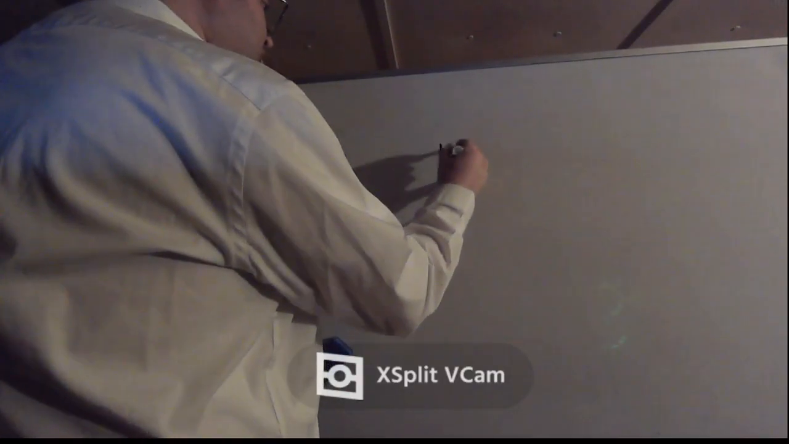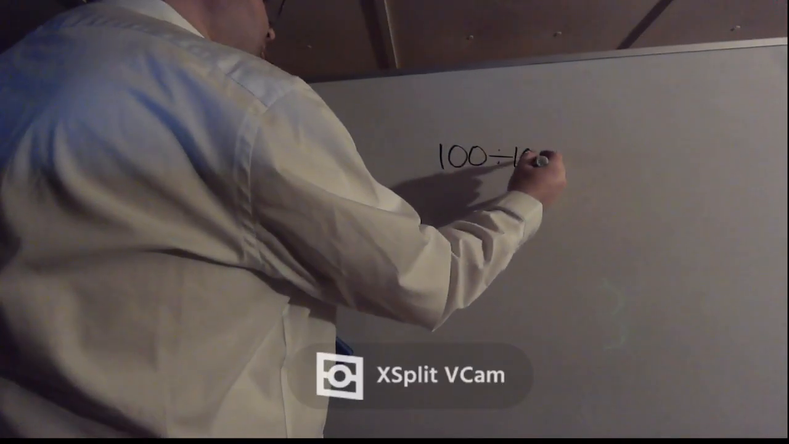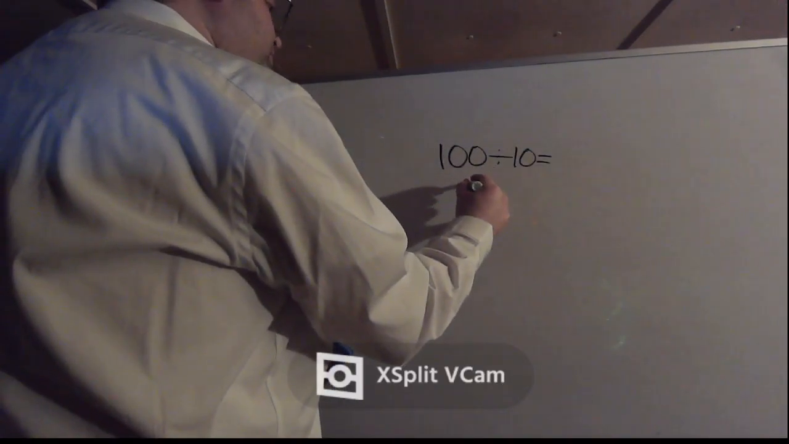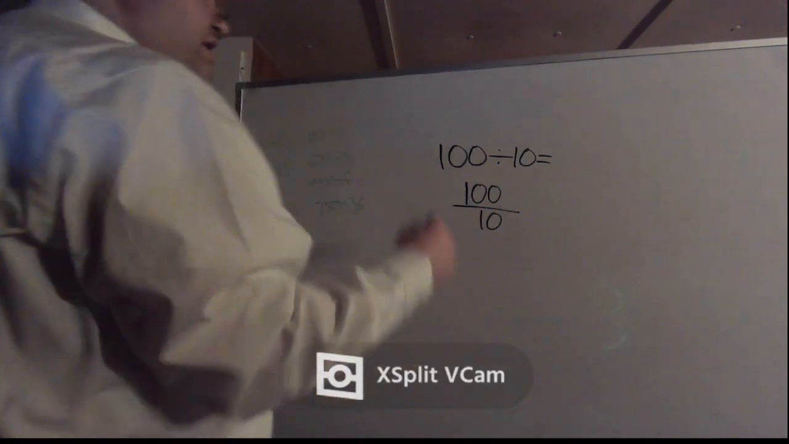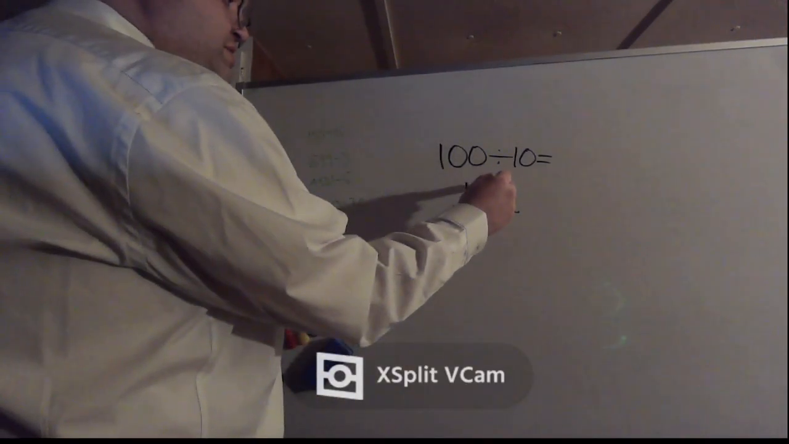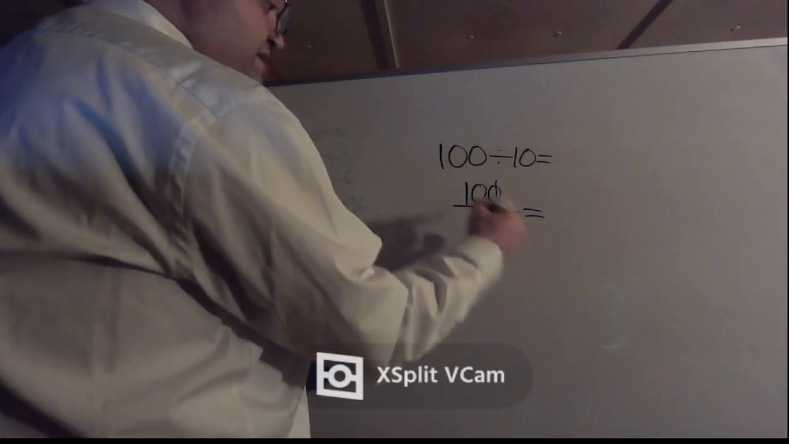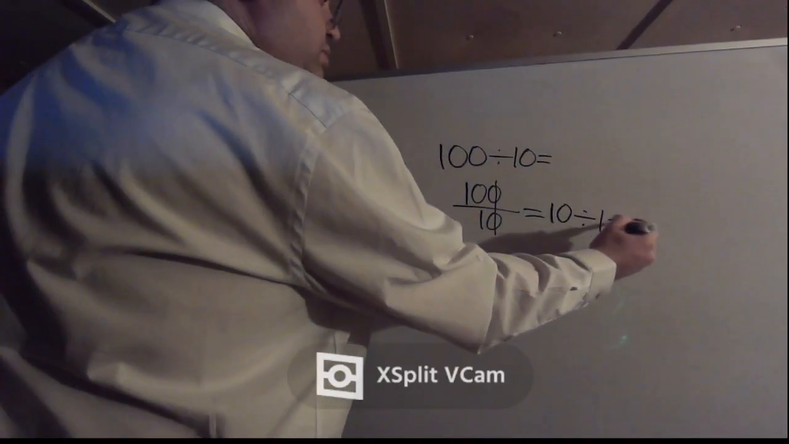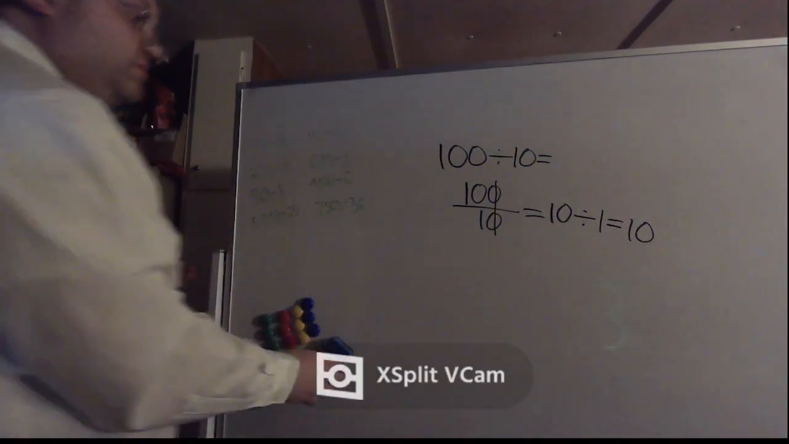So how about we get one that is 100 divided by 10. That's going to be equal to 100/10. Now from the top and the bottom you can cancel out 1 zero each. You'll have 10/1, which is 10 divided by 1, and that is going to equal 10. So you see how I canceled out a 0 there.